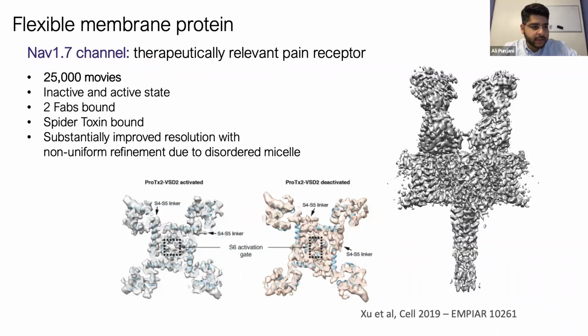The original publication and original data upload was done just a few months ago last year. It's a very large data set with 25,000 movies, and the original publication was able to find, by standard classification methods, an inactive and active state of the ion channel. There are also 2 Fabs bound to the structure, and there's spider toxin bound. And what we were able to do in cryoSPARC was actually substantially improve the resolution compared to the published structure using non-uniform refinement due to the disordered micelle.